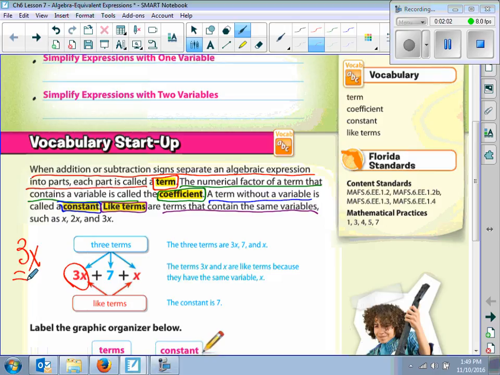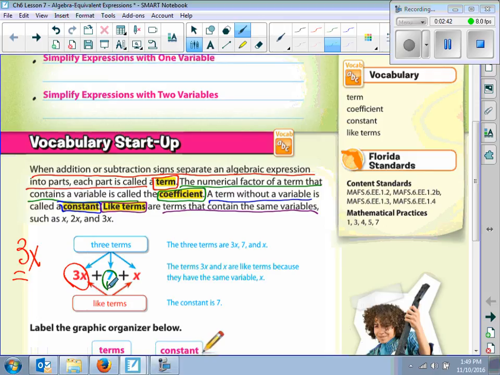Now, 7, right here, 7 is the constant. The reason why it's a constant is because it doesn't change. It has no variable that will allow it to vary. It's always going to be 7. Another constant, 5. It's always going to be 5. 13 is always going to be 13. 85 is always going to be 85. It doesn't change, right? Because there's no variable on it. So, any number that has no variable is a constant, okay?